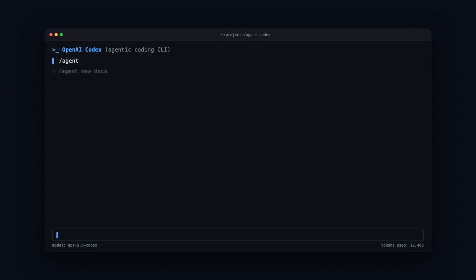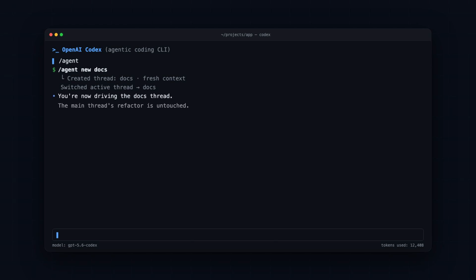accident. Now the second task arrives, and instead of derailing the refactor, we spin up a new agent thread for it. Codex creates a fresh thread called docs, gives it its own clean context, and switches us into it so we can start work immediately. Watch the header. It now shows we're inside the docs thread, not the main one.